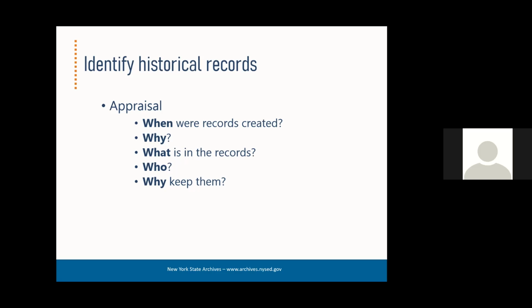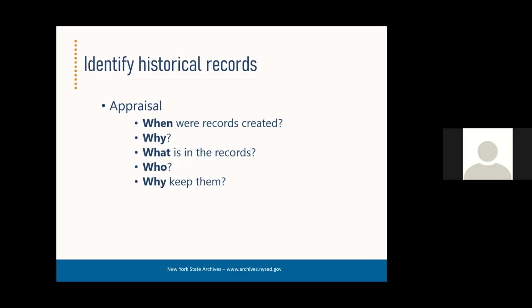We have a rule at the state archives. You can't get rid of anything prior to 1911. Why? Because we had a fire in the state library in 1911 that destroyed so many records. We want to make sure that we have a copy of something that you may have, make sure we haven't lost it as well. Why were the records created in the first place?